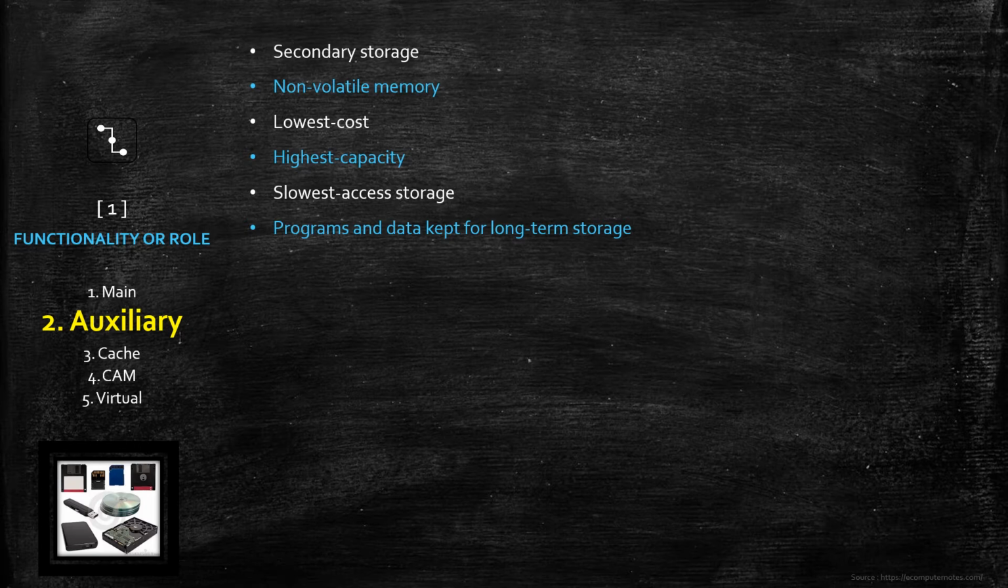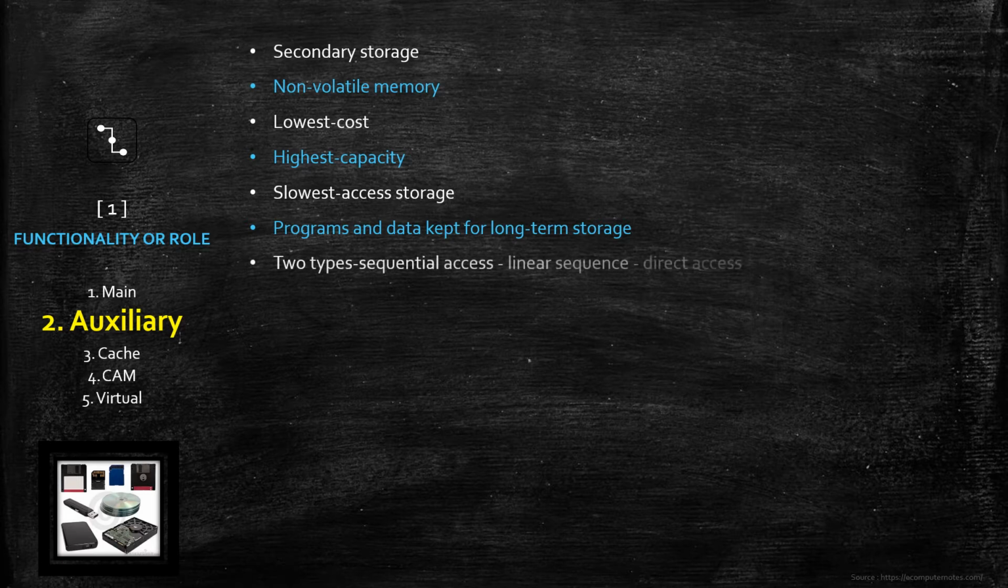So the programs and data are kept for long-term storage. This is the main function of the auxiliary memory. It is where programs and data are kept for long-term storage or when not in immediate use. Because if you are not using something immediately, the data will be there in the secondary memory or in the auxiliary memory.